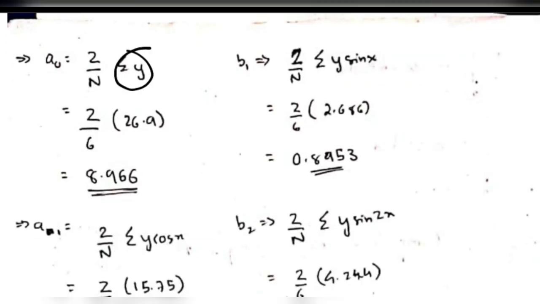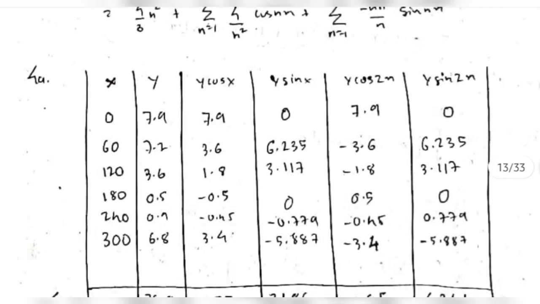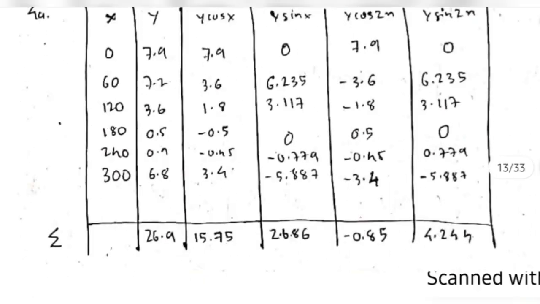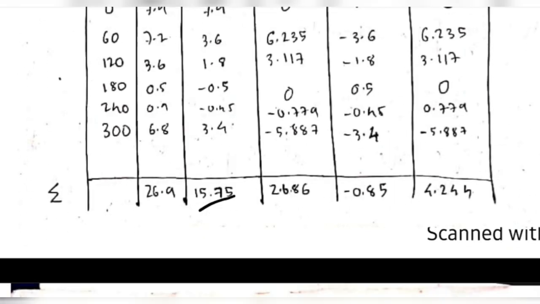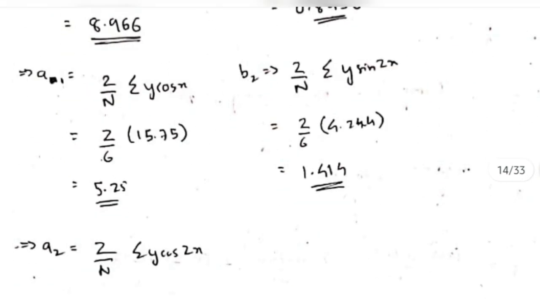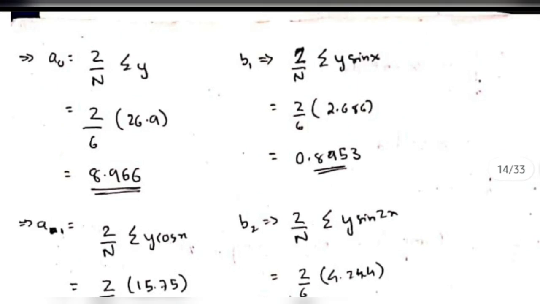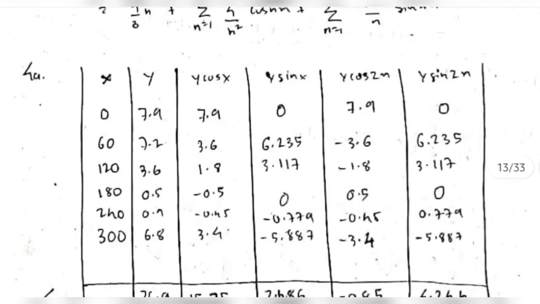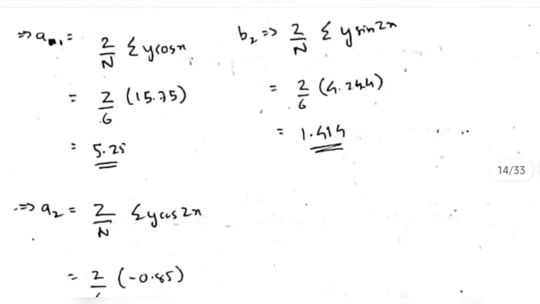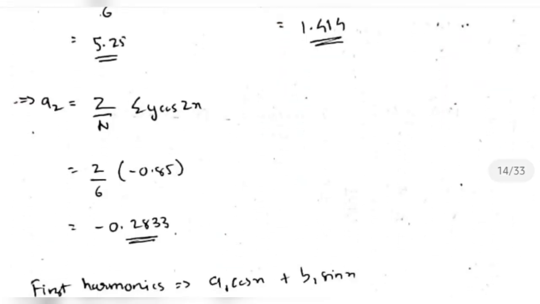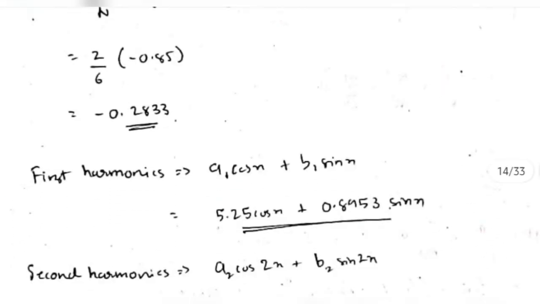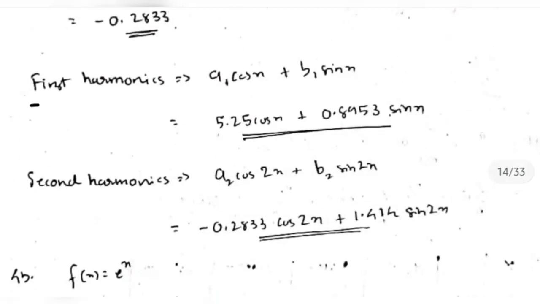So in this formula that will be applied. Similarly y cos x, this is the summation of y cos x, this will be applied in a1 here. And in that same way n is nothing but how many terms are there which you have used. This is 6 terms, right? So n will be 6, and by using these values we will find the a and b values, and to find the first harmonics it's a1 cos x plus b1 sin x.